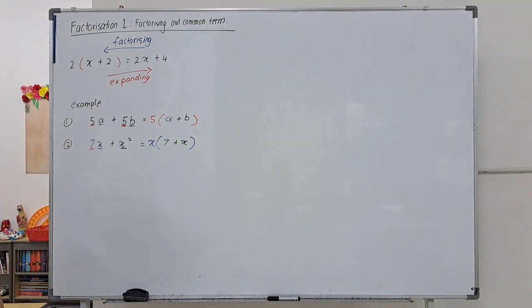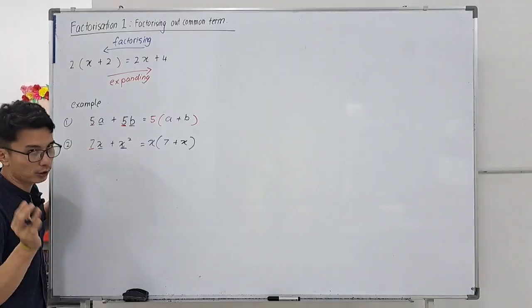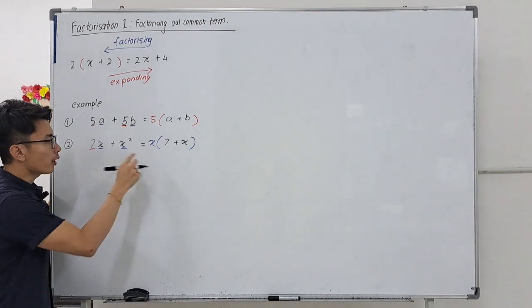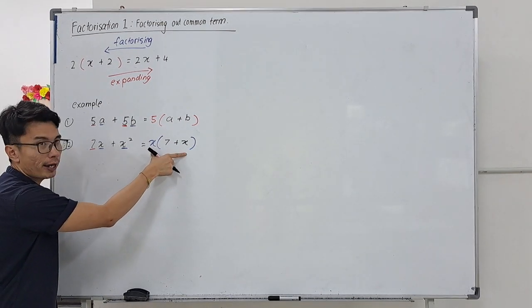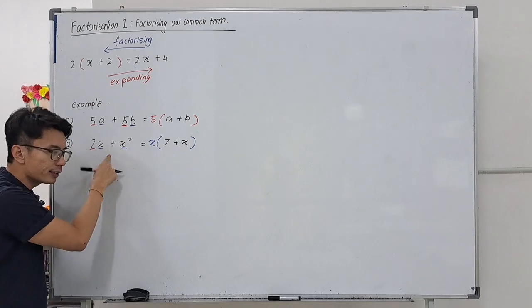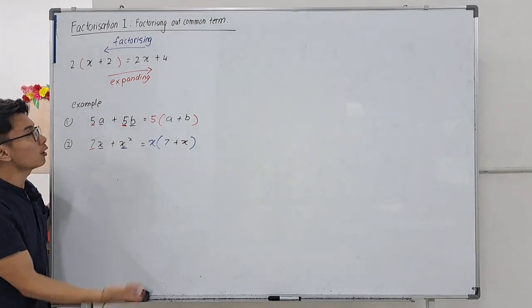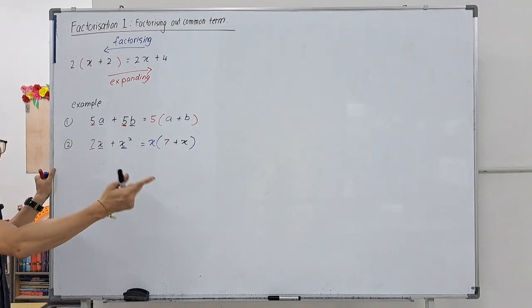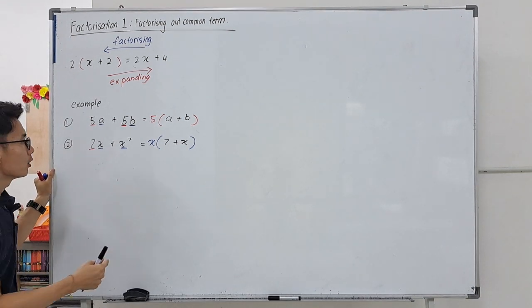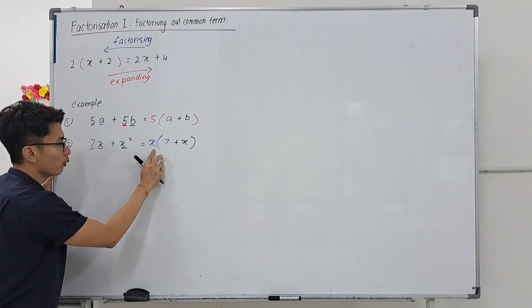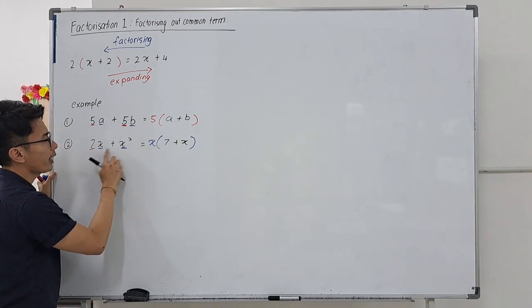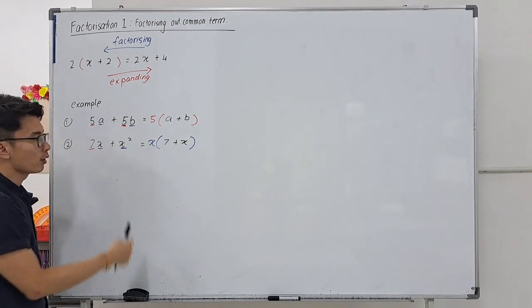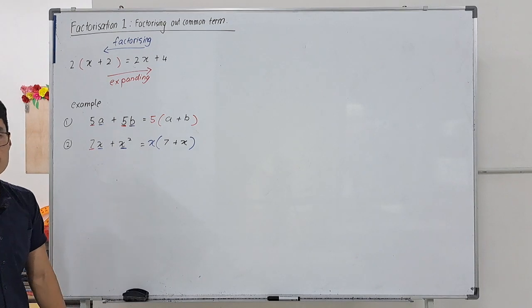Okay, we're done. Now, what is something interesting about factorizing is this. If you want to know if you factorized correctly, you can just expand the expression back and see if you get back the original expression or not. Because after all, factorizing and expanding are just opposites, right? So if I expand this back, I will get x times 7, which is 7x, and x times x, which is x squared. So that means my factorization is correct.